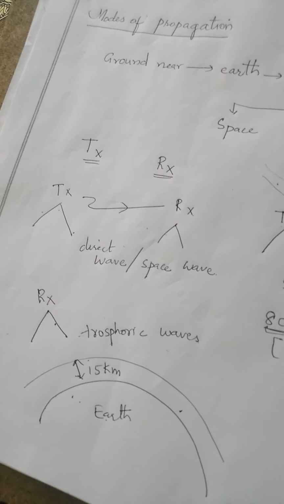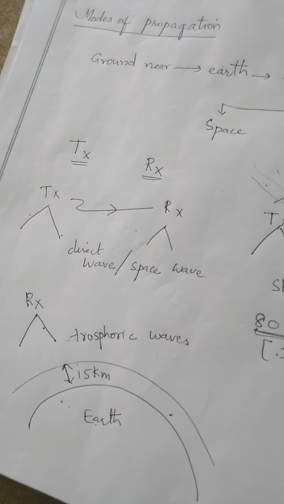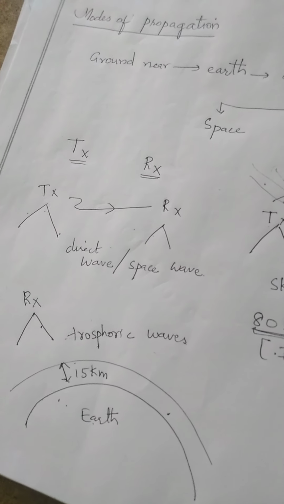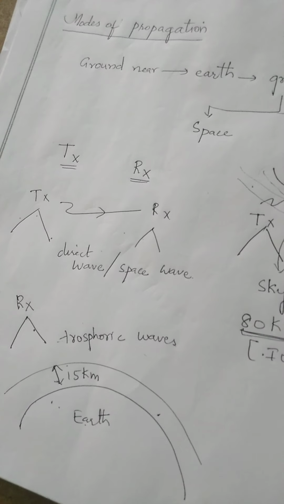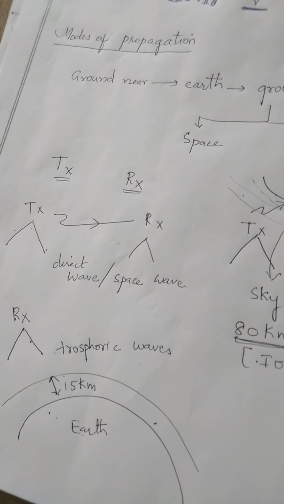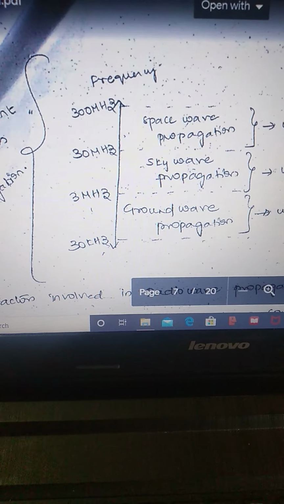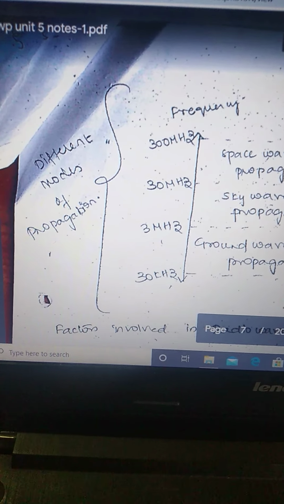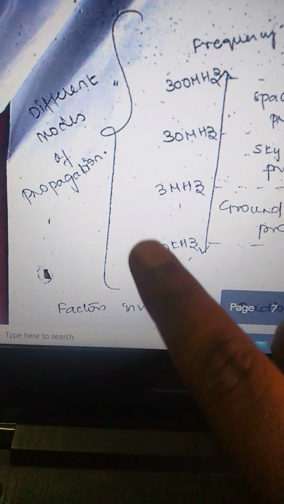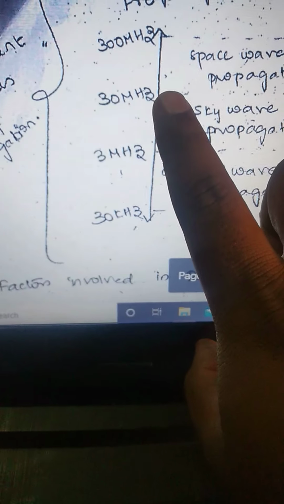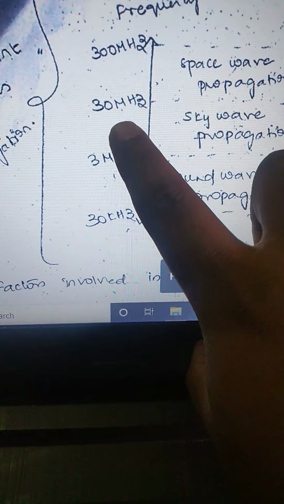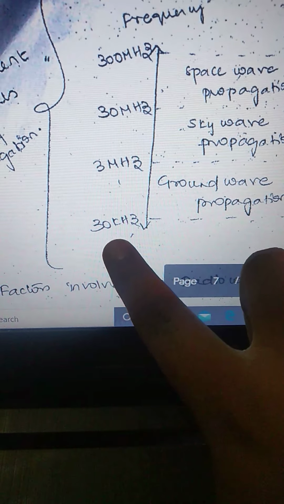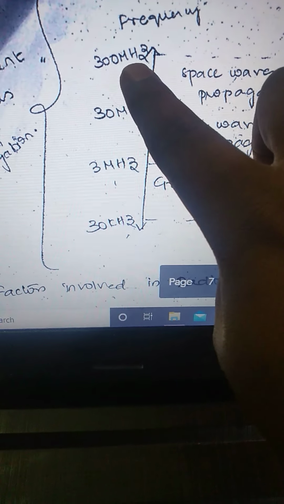Next, what are the factors by which our wave is going to propagate? For getting these factors, we should first differentiate what types of waves we are using and where they are useful. As you can see over here, we have different modes of propagation. Looking at the frequencies, first 300 megahertz, then 30 megahertz, then 3 megahertz, then 30 kilohertz. From this end we are reaching the highest one.